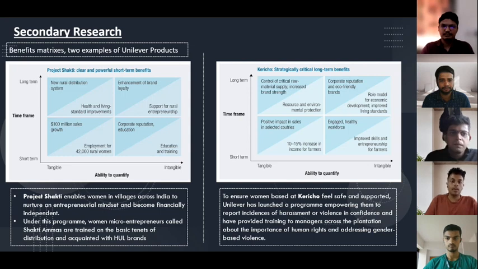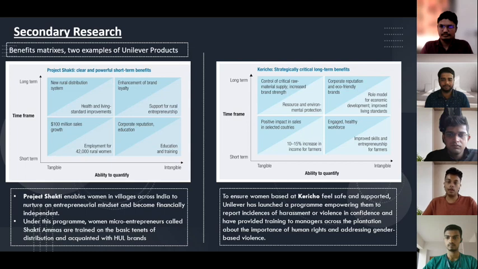First is Project Shakti, in which they empowered rural women across India under their micro entrepreneurs program. The result was that in the short term, they increased their sales by $100 million and also generated employment for 42,000 rural women. In the long term, they achieved new rural distribution networks and also improved the health and living standards of those people. Some of the intangible benefits were that they enhanced brand loyalty in the long term, and in the short term, they educated and trained people and also improved their corporate reputation.